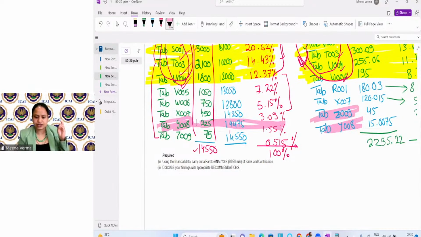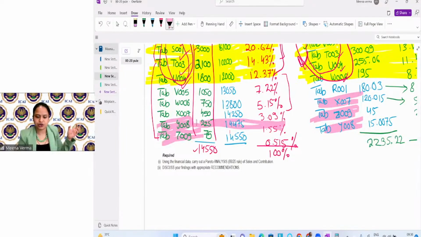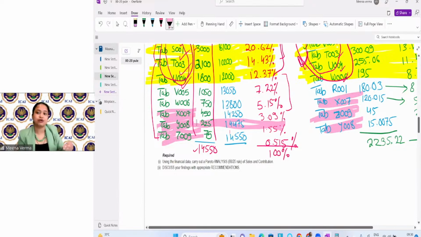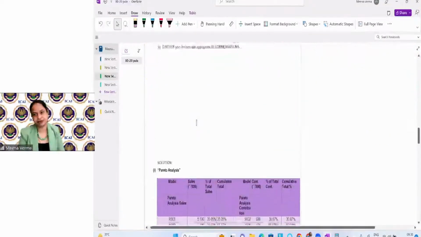Similarly, Z009. Neither is this product giving sale to the company nor contribution to the company. Similarly, this product, neither giving sale nor contribution to the company. So in this way, you can identify these 3 products and say these products are neither giving the sale nor the contribution. Better remove them from the company. So in this way, we can take such decisions on which product the company should focus all their resources, and which products the company should remove resources from. So in this way, we can take the decision for the company.